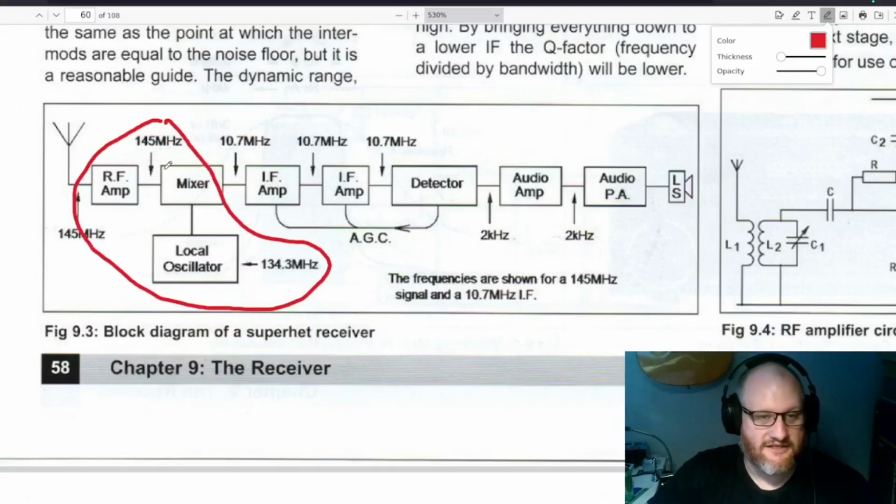That mixer is going to take our 145 meg input and mix it with our local oscillator input, and in this case it's going to give us, with this local oscillator, 145 mixed down to 10.7 megs. We may want to listen at a different frequency, so we would change our local oscillator. That would then mix down, say, 145.500, and that would mix it down again to 10.7 megs.